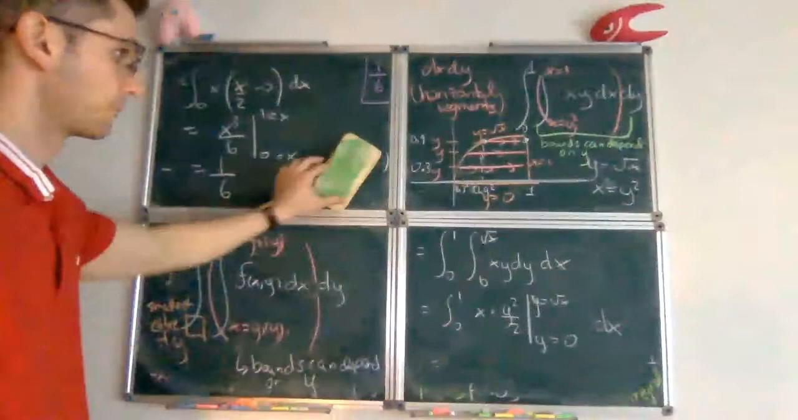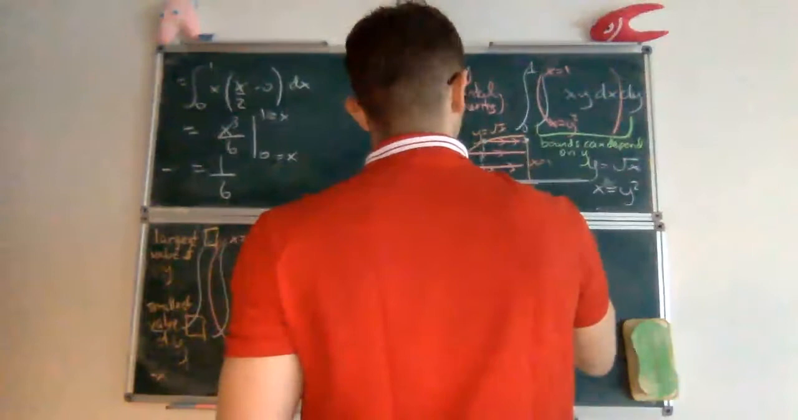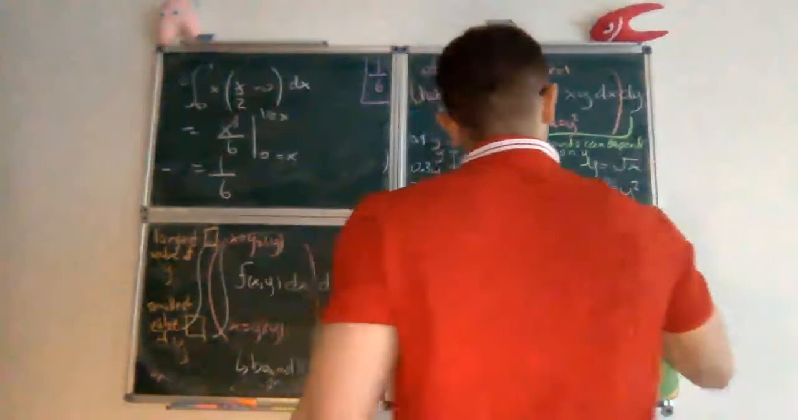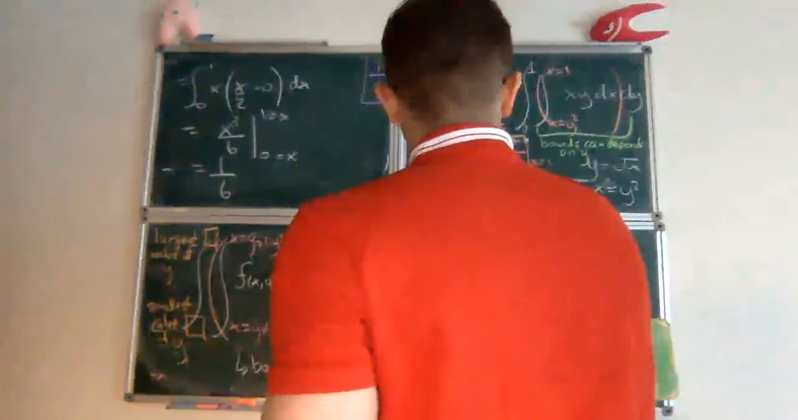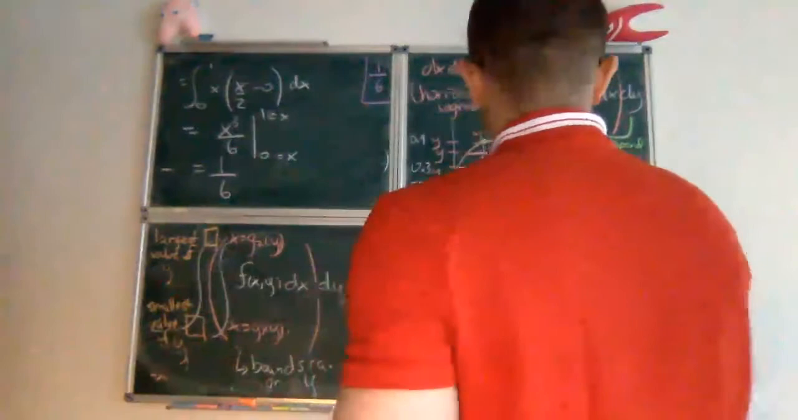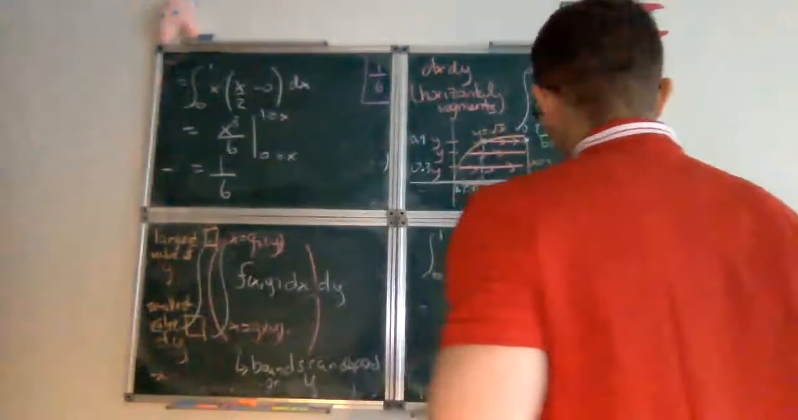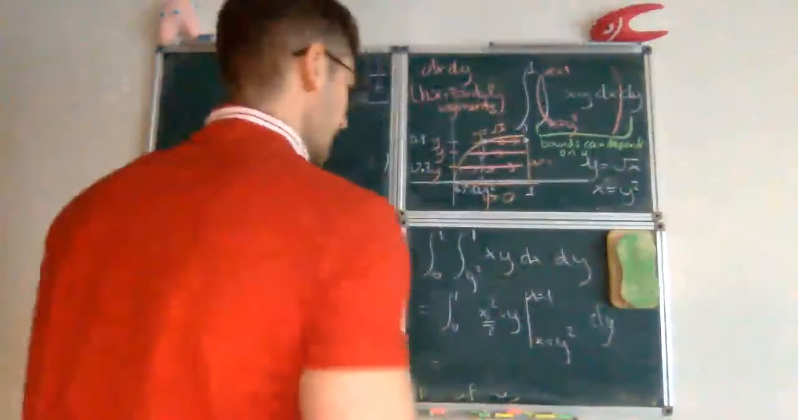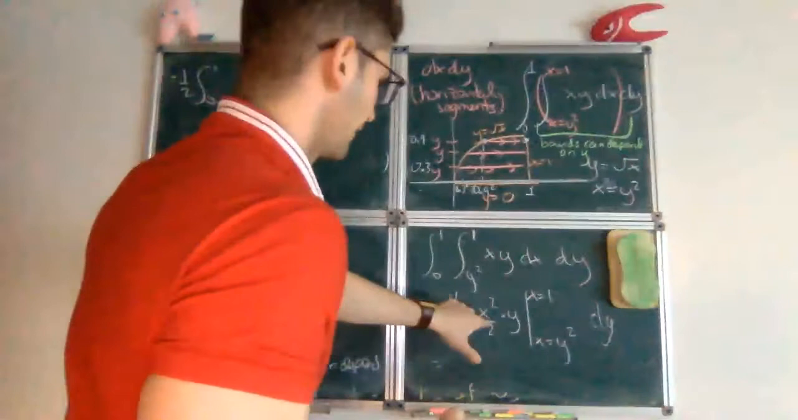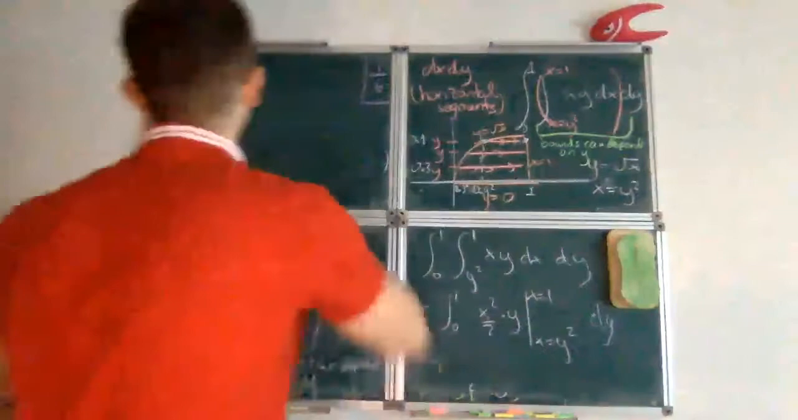And so let's try to see what this integral should give us. We're trying to do the integral from 0 to 1, from y squared to 1 of xy dx dy. Again, y is like a constant, so you're just integrating x, which gives you x squared over 2, so you get x squared over 2 times y, evaluated from x equals y squared to x equals 1, and you integrate against dy. That should give you 1 half of the integral from 0 to 1 of: when x equals 1, you get 1 squared, which is 1, times y. And then when x equals y squared, you get y to the 4th times y, that's minus y to the 5th.